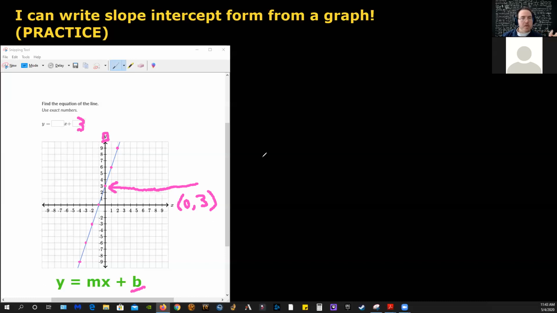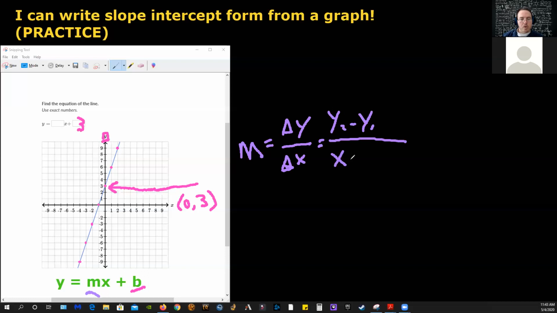So now the only other thing we need to figure out for this particular function is the slope. That's m. m is the change in y over the change in x. That's y2 minus y1 over x2 minus x1, otherwise known as the rise over the run. Now, since we actually have a picture, we don't have to do this calculation. We can just count it.